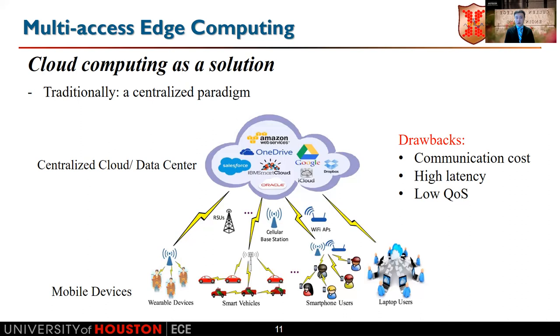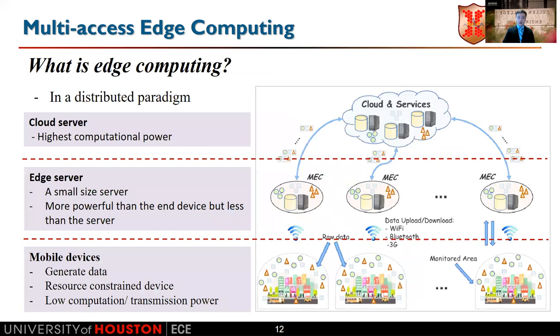In order to overcome these disadvantages, edge computing has emerged as a solution, which is in a distributed paradigm. Basically, edge computing involves three layers: a cloud server, edge servers, and mobile devices. Compared with cloud computing, the new element here is the edge server. Edge servers are distributed and allocated at the edge of the networks. Generated data will be transmitted to the edge server first for processing. When the edge server is unable to process the data, for example when the capacity or storage has overflowed, the corresponding tasks will be uploaded to the cloud for further processing.